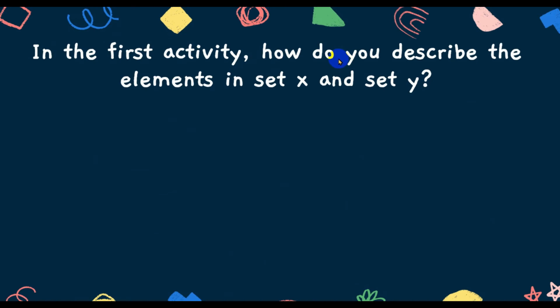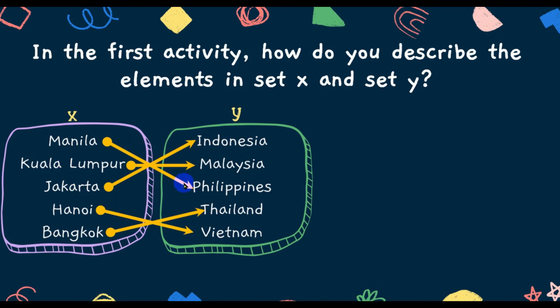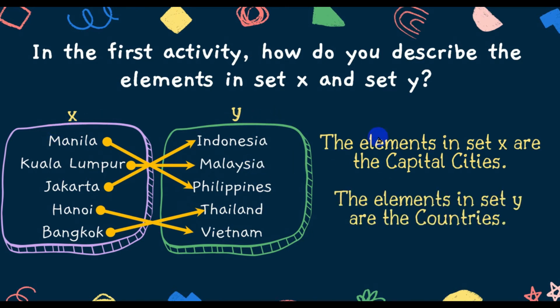Next, in the first activity, how do you describe the elements in set X and set Y? Ano nga ba ang meron dito sa ating first sets of X and Y? We have here Manila, Kuala Lumpur, Jakarta, Hanoi, Bangkok, and then on Y, we have Indonesia, Malaysia, Philippines, Thailand, and Vietnam. What can you say about the elements on set X? So, they are the capital cities of the countries that are here on our set Y. So, for X, they are the capital cities, and for Y are the countries.